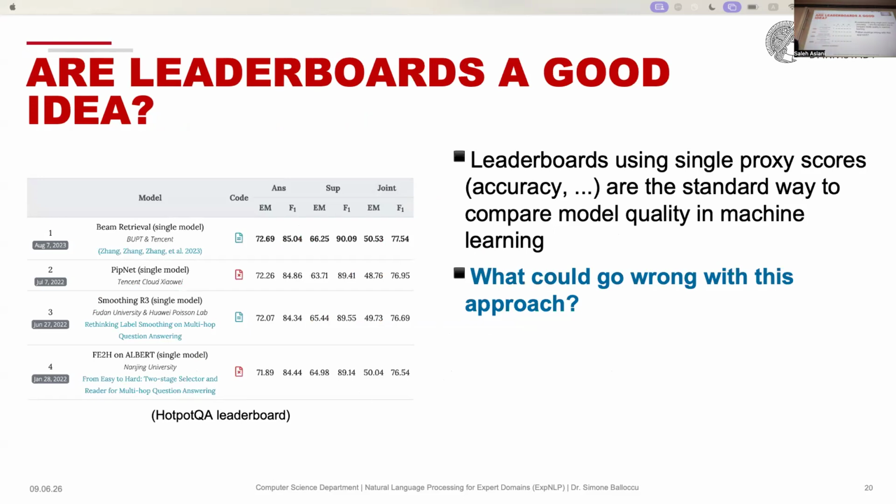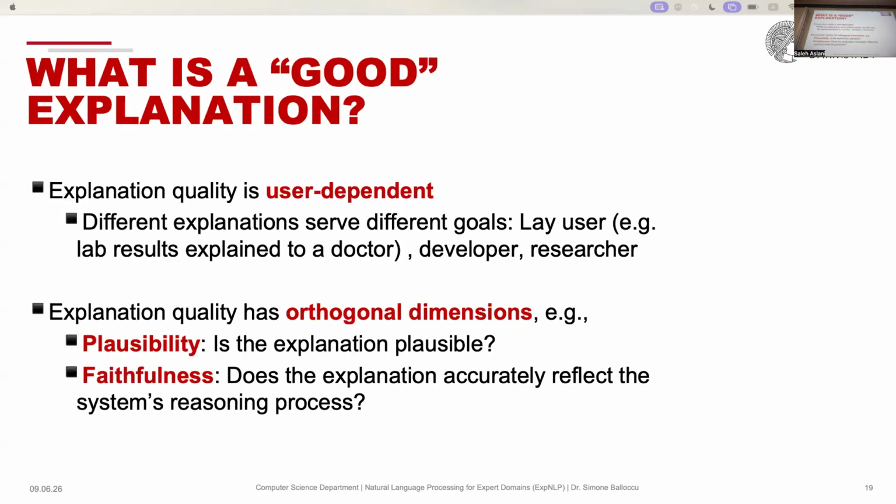Sorry, yes. The previous slide, what does orthogonal dimensions mean in this context? How does this apply to plausibility and faithfulness? Basically, it means that these two are not necessarily the same. Like they might be viewed as being the same thing, but there are two different dimensions. Okay.